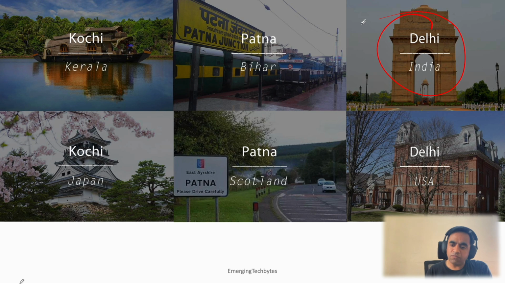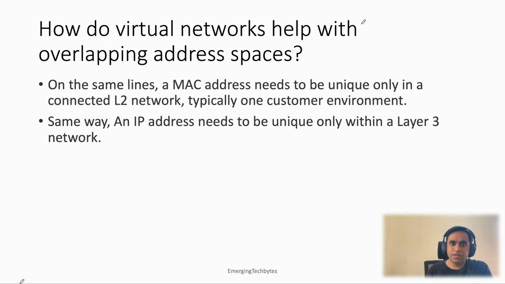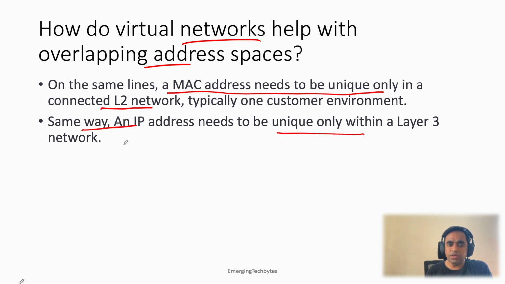So on the same line, if we come back to our discussion, the virtual networks, right? The MAC address needs to be unique only in that connected layer 2 network, or an IP address needs to be unique only within a layer 3 network, right? So how are we making sure that they are unique and how do we deal with these overlapping IP addresses, right? You may have these questions.